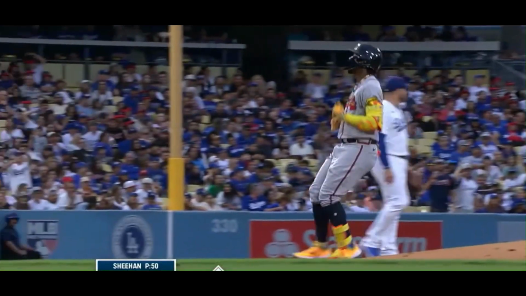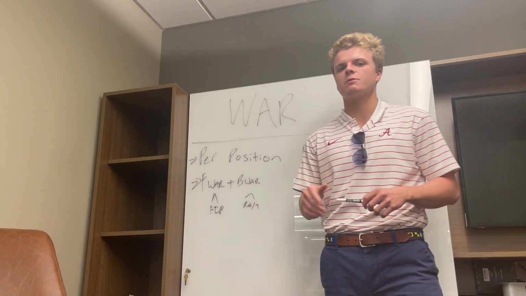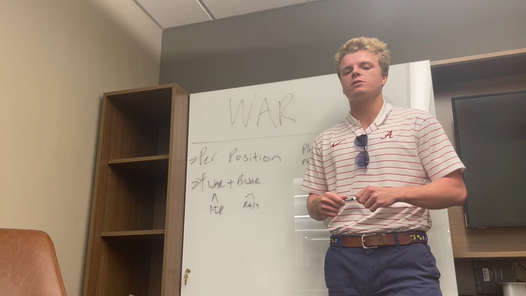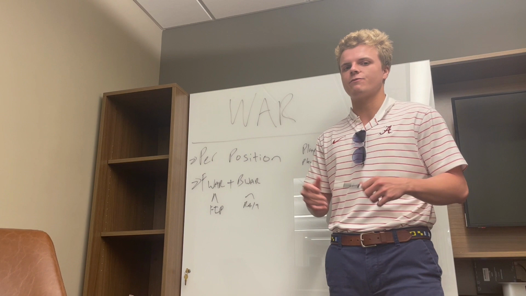Now, the main thing to note is that WAR is per position. So if a left fielder and a second baseman have the exact same statistical output, that's offense, base running, defense, they're going to have different wins above replacement because the baseline for each of those positions is different.